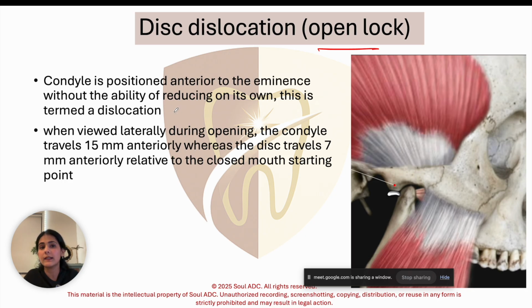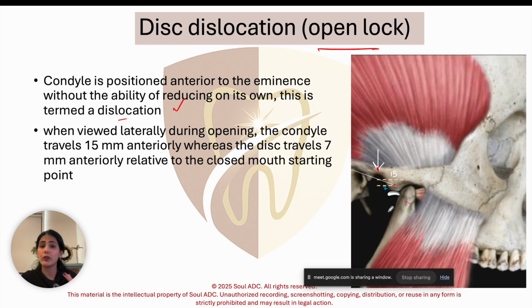This is termed as dislocation. So the patient might not be able to close by themselves. We might have to help them, or they have to do additional treatment to get it back. When we view it laterally during opening, the condyle will be 15 mm anterior. So this is the reference point. The condyle goes around 15 mm ahead, and the disc travels 7 mm from this point. So this is your open lock condition.